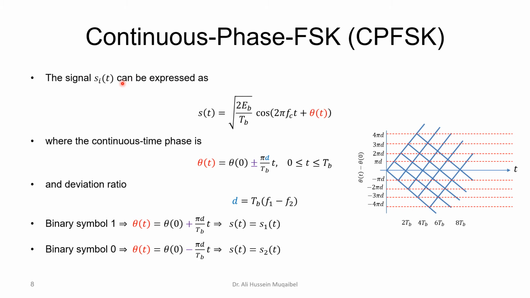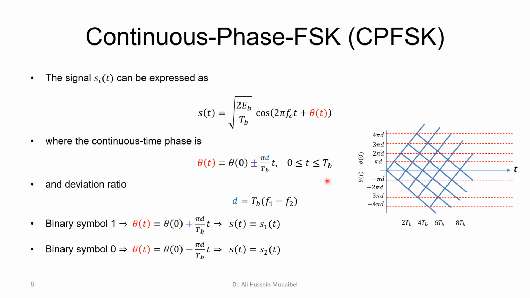So for the case of selecting the phase for minimum shift keying, we just have this expression. In general, the frequency is either F1 or F2, and the phase itself will be selected according to a formula: the starting phase plus or minus pi times d divided by TB times t. So we're putting some condition, some steps in changing the phase, to keep the phase continuity and to avoid having a large jump in the phase.